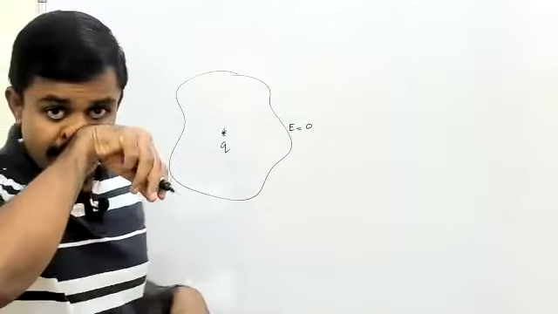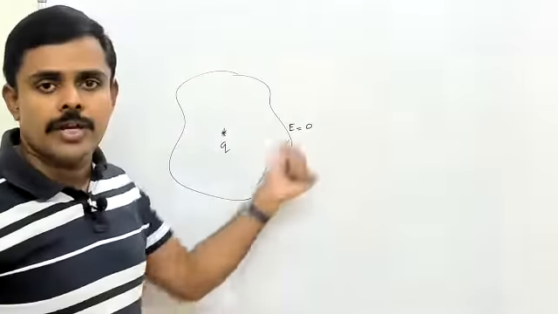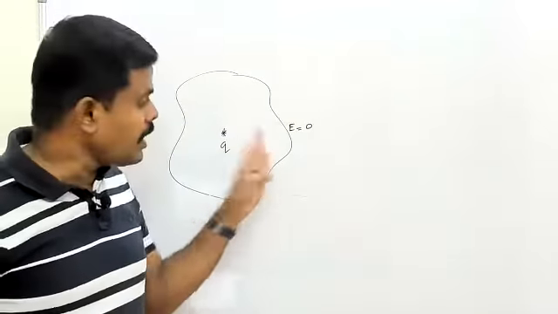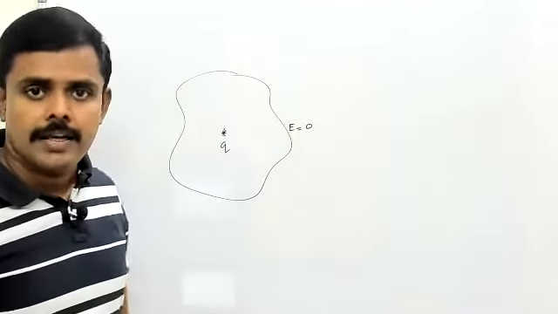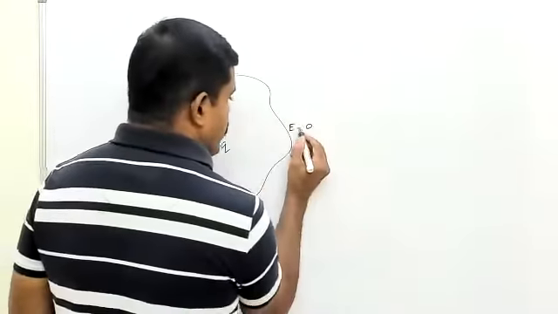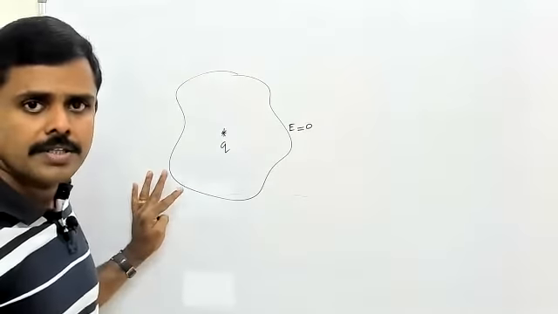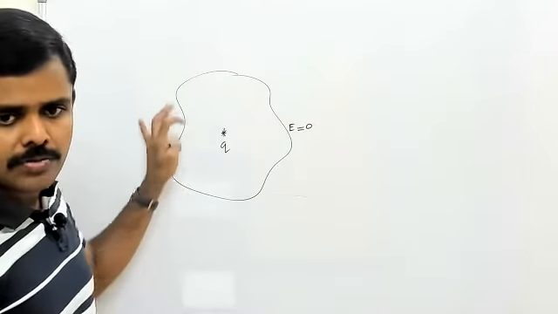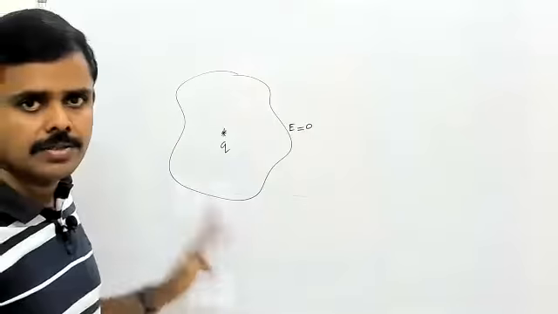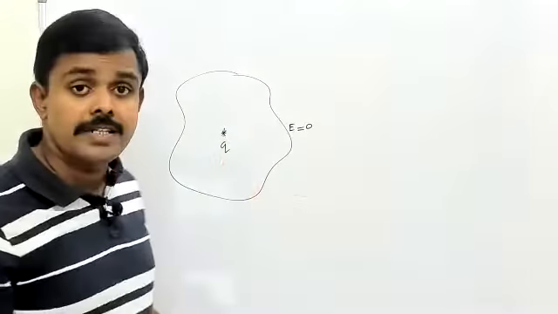Actually, you can't draw a boundary, but for convenience, I draw a boundary and I say that any point outside the boundary is infinity. Everywhere outside, field is zero. Field exists only inside.